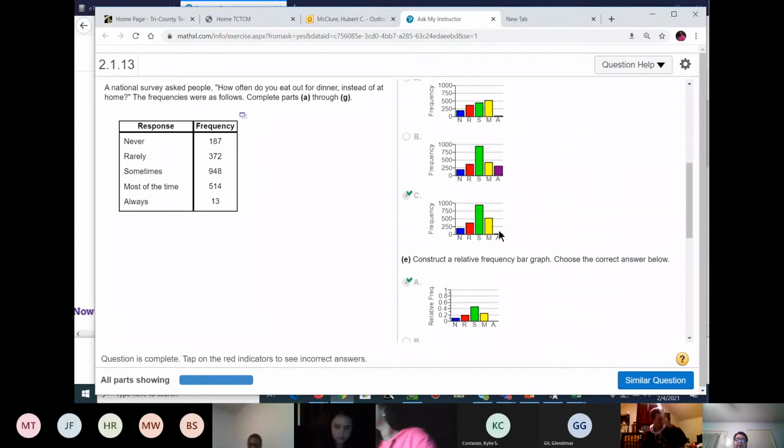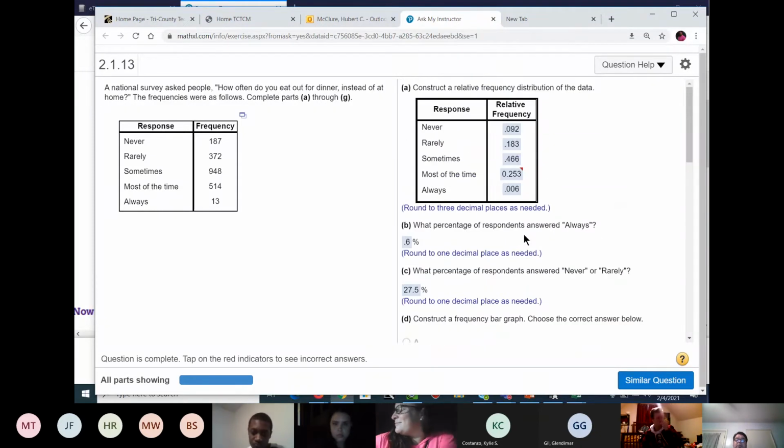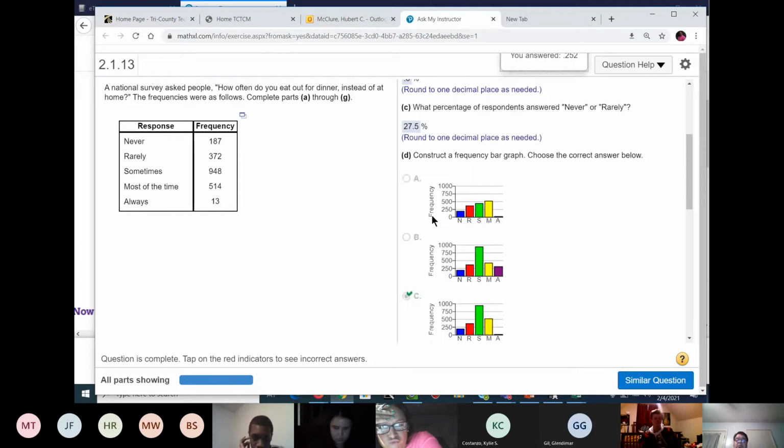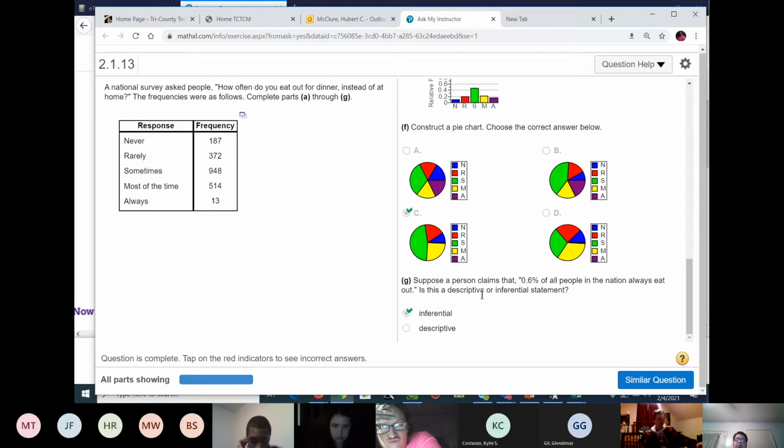Oh, bar graph. They got the bar graph right. What else did they get? Okay, let's see. What's the question? Okay, that's a rounding issue right there. Let's see what else they got. Okay, what did they ask on this one? Let me go see what they're asking. I don't know what they were asking. Hold on.